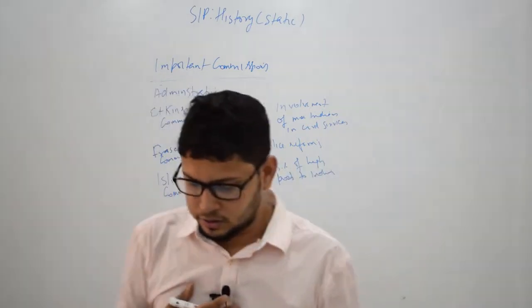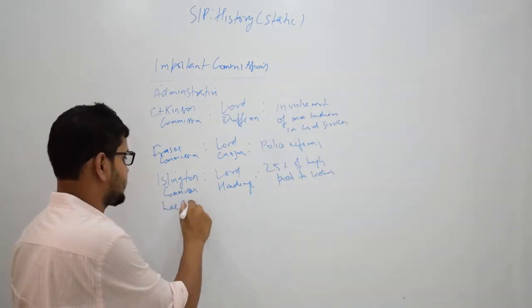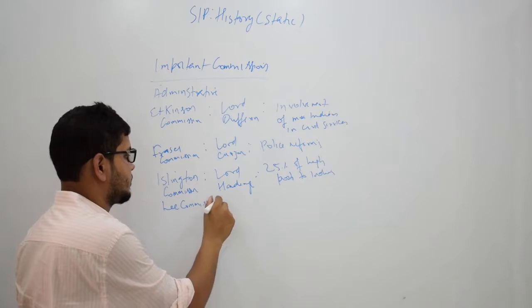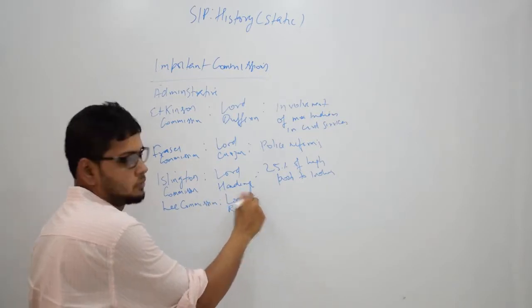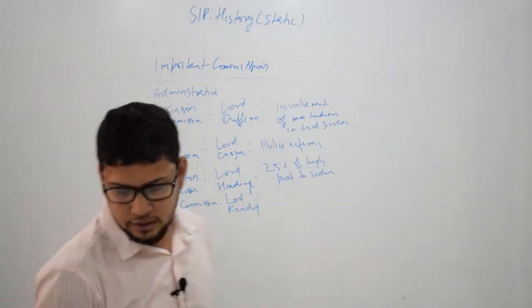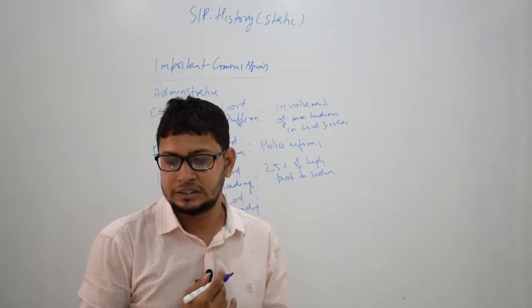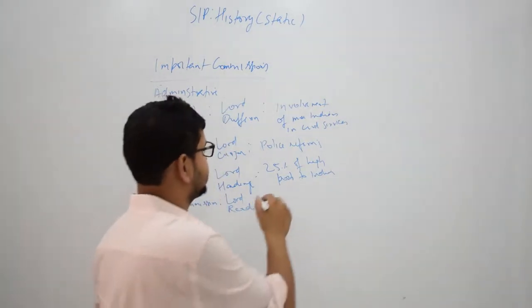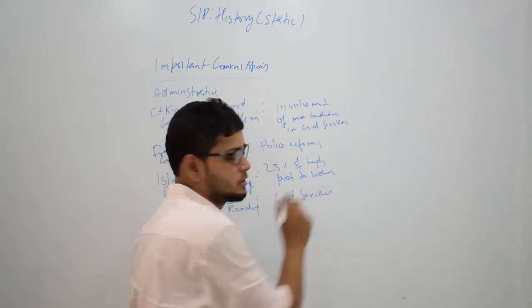Next we have the Lee Commission. This was during the time of Lord Reading, and this recommended removing the defects of civil services. So it is also related to Indianization of civil services.